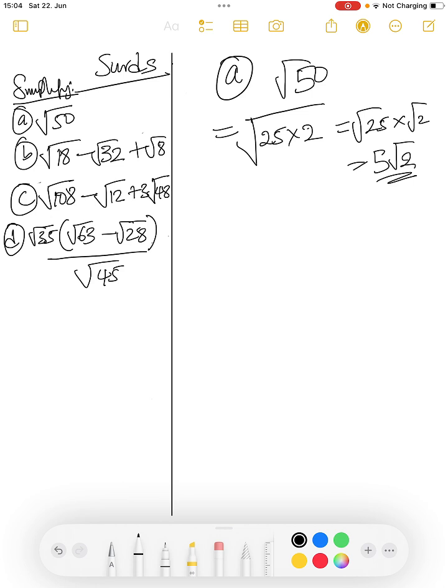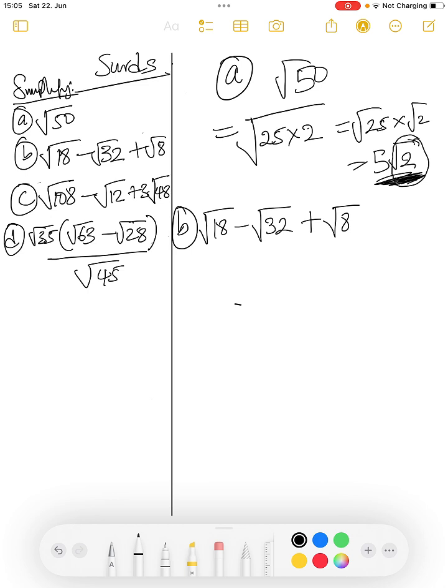Why it's necessary is most of the surds we will handle are not in their basic form. So you're expected to reduce it to this basic form, such that this radical, which is this part, will be in a basic form. You can't reduce it further. So let's look at the b, which is root 18 minus root 32 plus root 8.